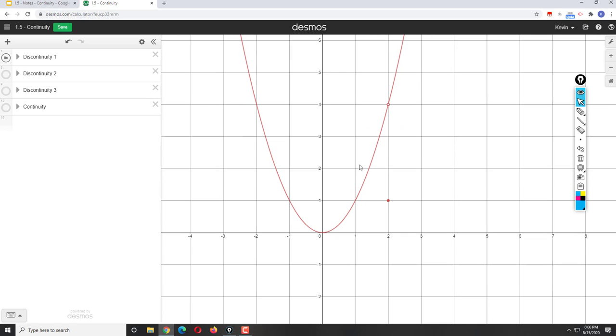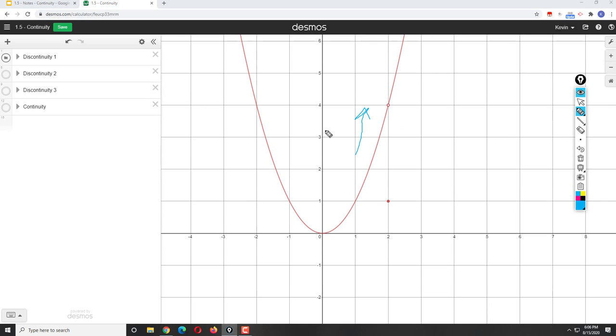The left-hand limit: the function as it approaches from the left-hand side is approaching the number y equals 4. So the left-hand limit is 4. The right-hand limit, the function as it approaches from the right-hand side, well, when we follow the function, is also approaching y equals 4. So the right-hand limit is also equal to 4.